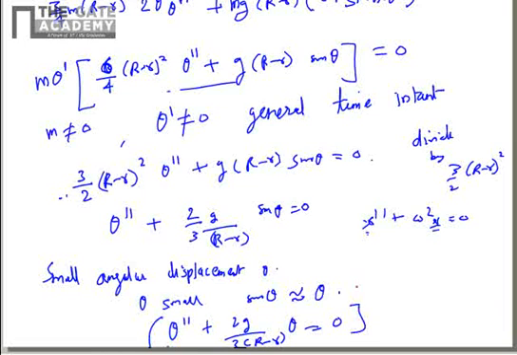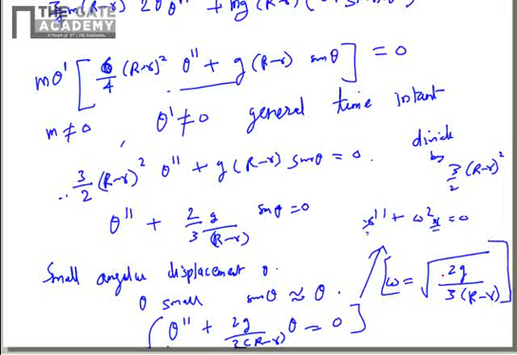So comparing that with the second order linear homogeneous differential equation, we get ω equal to the square root of 2g/3(R − r). So like this you get your angular frequency, which was the thing asked in the question. The frequency of oscillation f will be equal to 1/2π of ω, that is 1/2π times the square root of 2g/3(R − r).